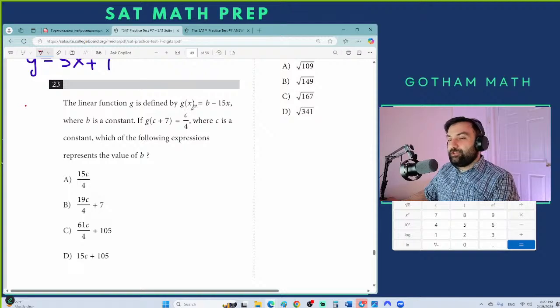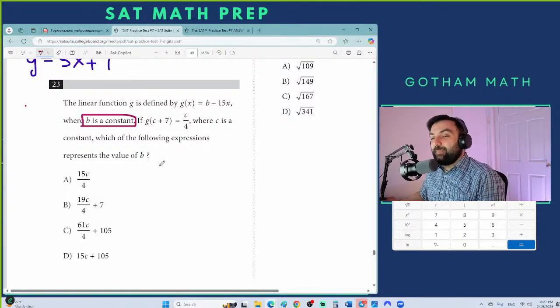So there's a function g, and it's b minus 15x, where b is a constant. A lot of people actually get confused about what this means. This just means where b is a number. Where b is a number. 5, 6, -3, I don't know. It can be any number.